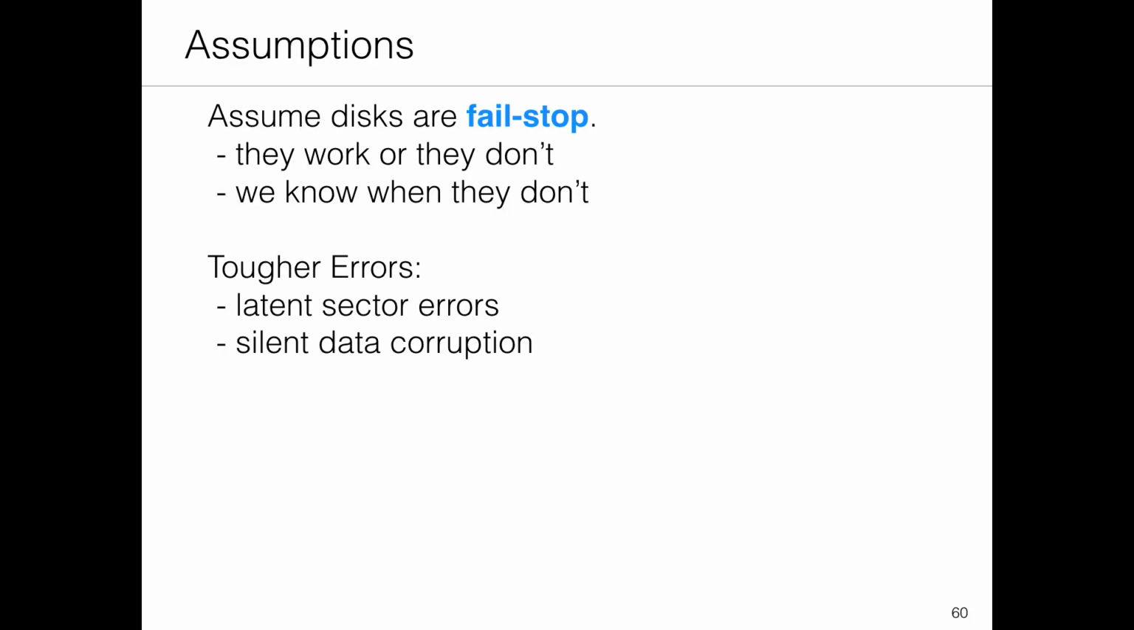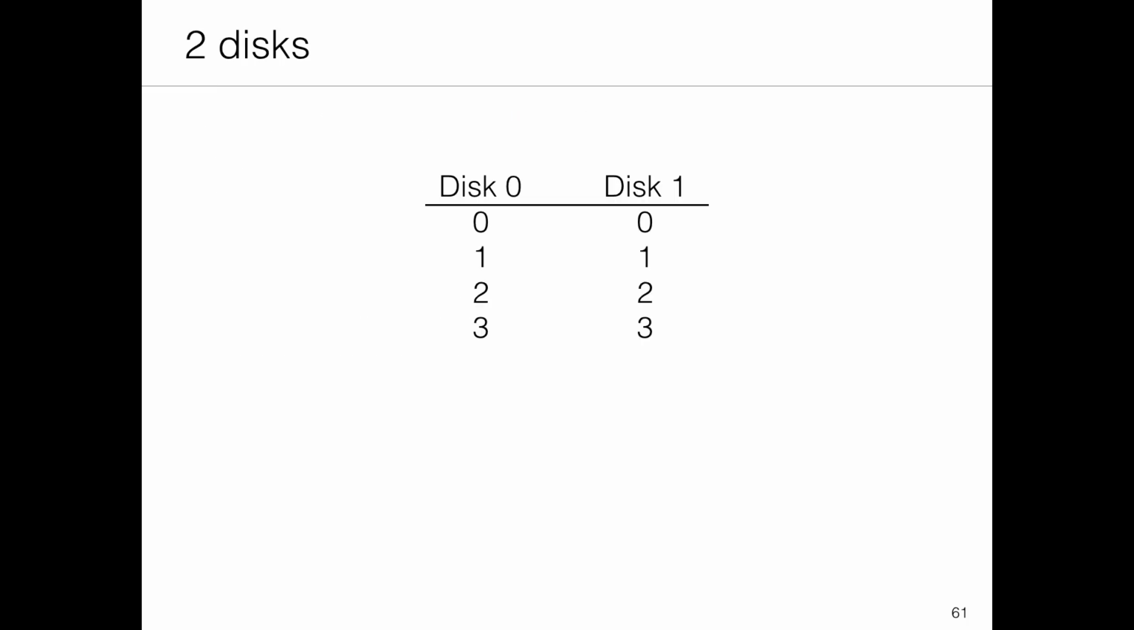And we'll assume that the disks are fail-stop, which means that either they work or they don't work, and we know which. There can be other kinds of errors, like one of the sectors gives some error, or there is some data corruption, but we'll not look into them for now. So when they don't work, the whole disk is not working. That's a simplifying assumption. Maybe there could be some workarounds for that, but for now.